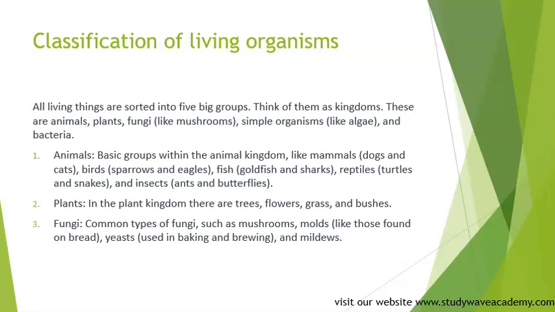Animals also have basic groups inside their animal kingdom, like the mammals, which are the dogs and cats, the birds, the sparrows and eagles, fish, goldfish, sharks, reptiles, turtles and snakes, insects, ants and butterflies. Then in the plant kingdom, there are trees, flowers, grass, and bushes. Fungi, the common types we have are mushrooms, molds, yeast, and mildews.